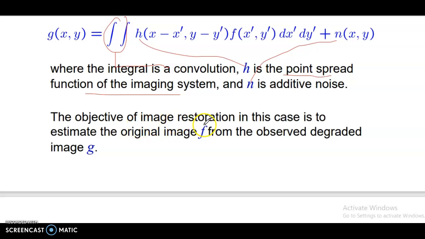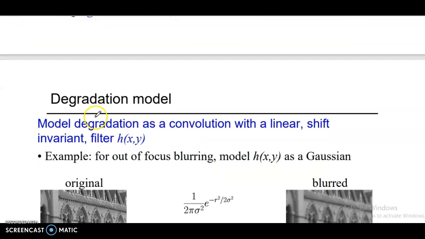The objective of image restoration in this case is to estimate the original image f from the observed degraded image g.